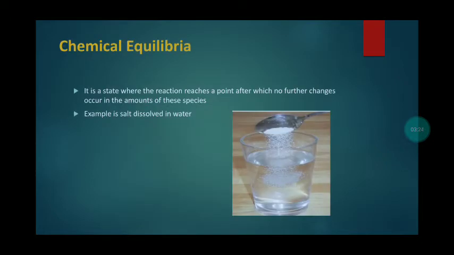Next, chemical equilibria. It is a state where the reaction reaches a point after which no further changes occur in the amount of the species. An example is salt dissolved in water. As you add salt in water, it dissolves. But as you continue to add more and more salt, and the water is no longer capable of dissolving the salt, it is where it reaches its equilibrium.